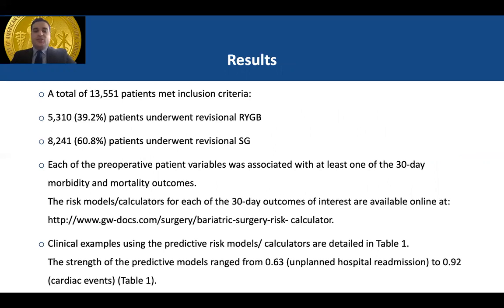We found that each of the preoperative variables were associated with one or more of the 30-day morbidity and mortality outcomes of interest. The strength of the predictive models, as reflected by the area under the curve, ranged from 0.63 for 30-day unplanned hospital readmission to 0.92 for cardiac events. A risk calculator for each of the 30-day outcomes is available online and can be accessed by following the provided hyperlink, which is also on our poster.